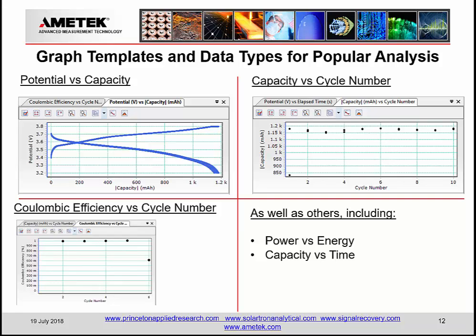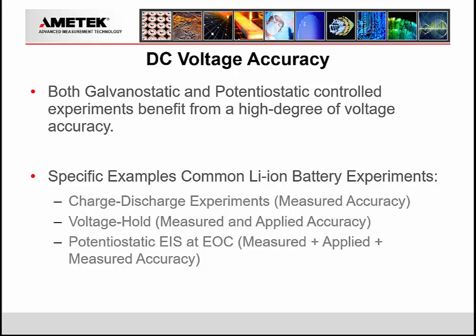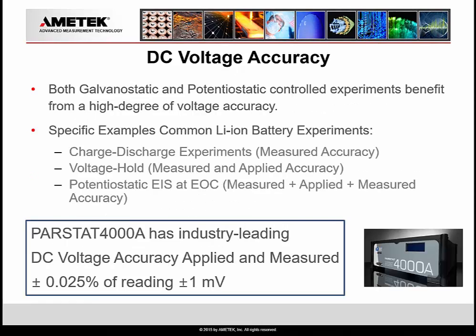Other similar types of graphs, power versus energy, capacity versus time, these kinds of data analysis are readily available as graph templates for you. I've got a single slide here on the importance of DC voltage accuracy. We talk a lot about not just can a potentiostat make a measurement, but how well can a potentiostat make a measurement, and accuracy defines how well a potentiostat can make different measurements. Every single experiment that you run, we measure voltage. A specific example here is the charge-discharge experiment, which is a galvanostatic control experiment, so my response is voltage, so I need to consider my measured voltage accuracy.